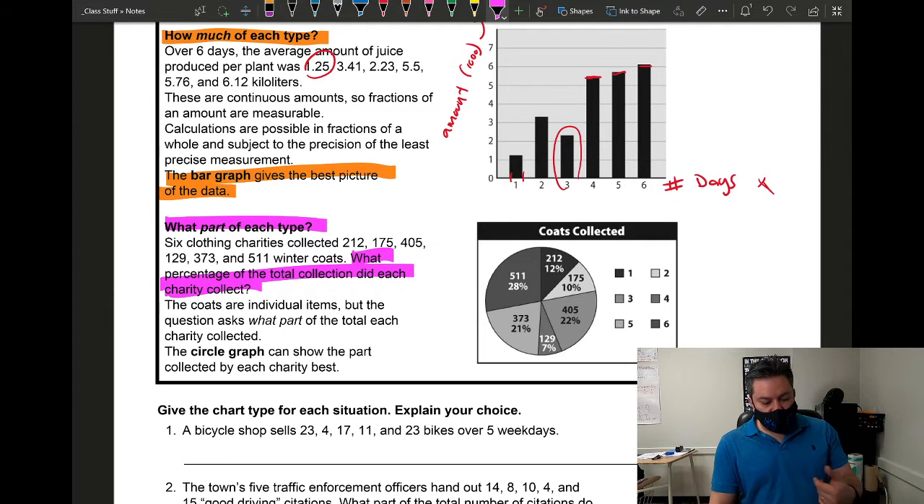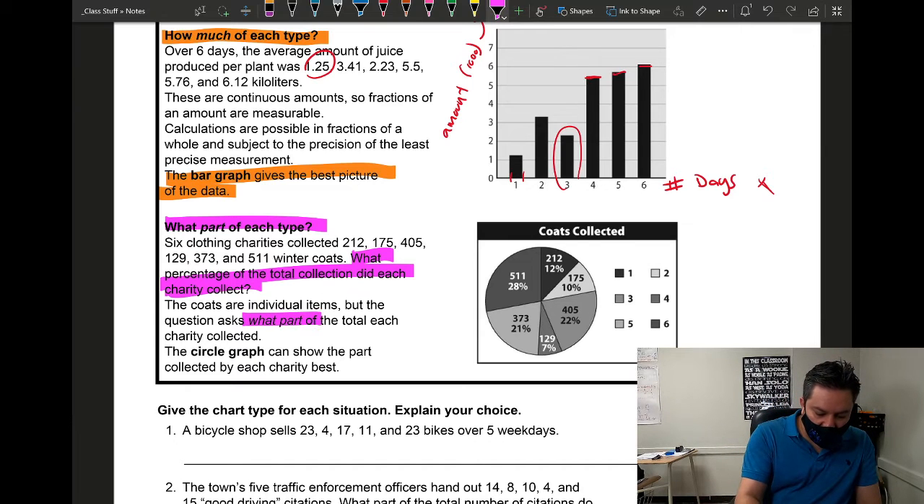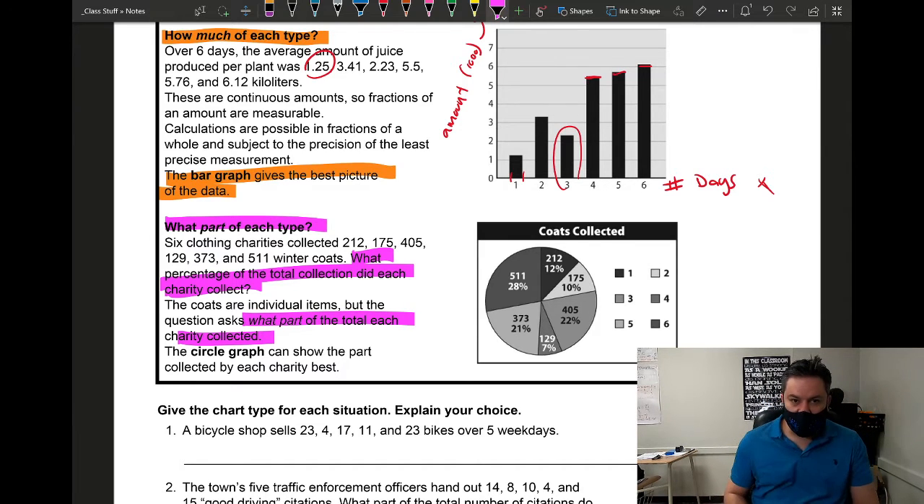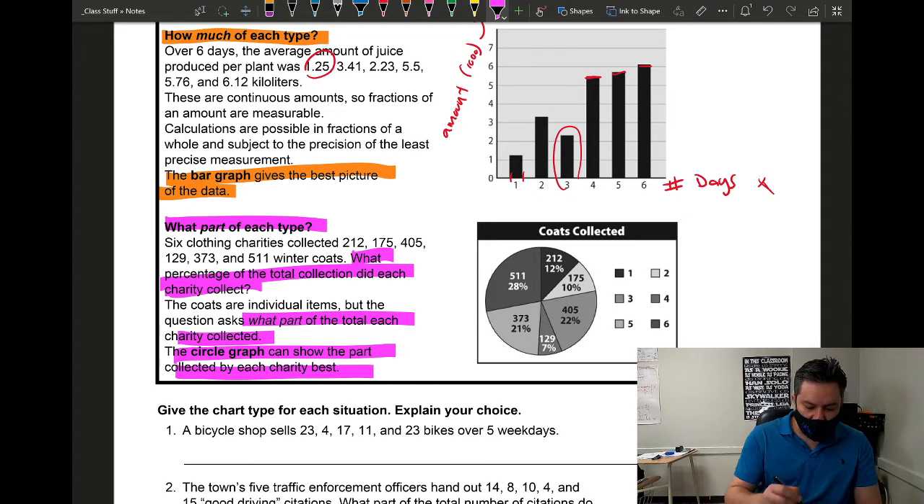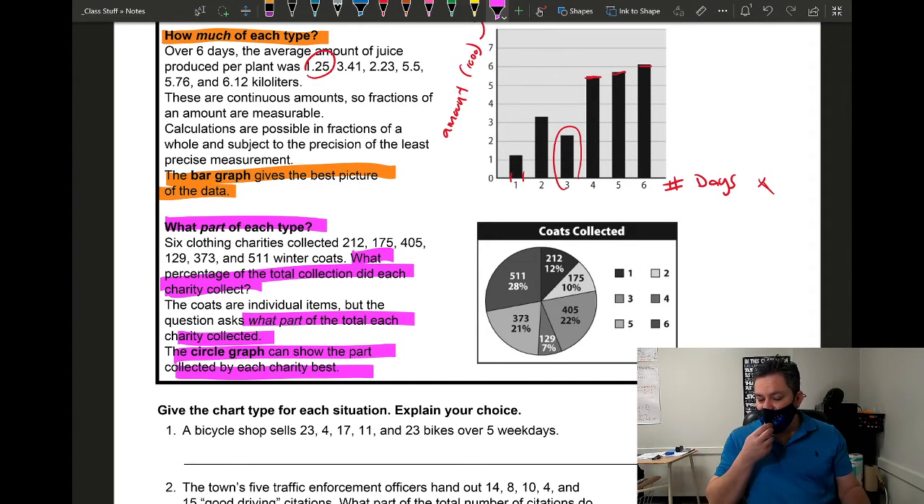So it says over here, the coats are individual items, right? Just like before, you have whole numbers. But the question says, what part of the total each charity collected? So the circle graph can show the part of the whole thing. Remember, to find the total, all you have to do is add all of those numbers of coats collected. That's going to be the total. So part over total, fraction, and that's it.